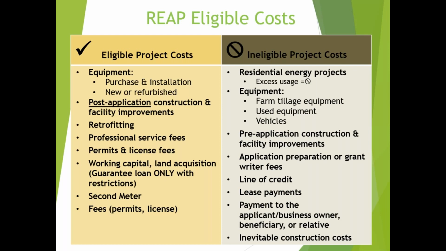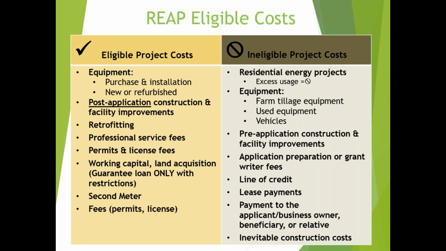All right, so the big question is always, what is the eligible project cost? So eligible project costs, first of all, equipment, the purchase and installation, new or refurbished. Refurbished has to be certified, and I believe we have a slide a little bit later about that. It is only post-application construction and facility improvement.